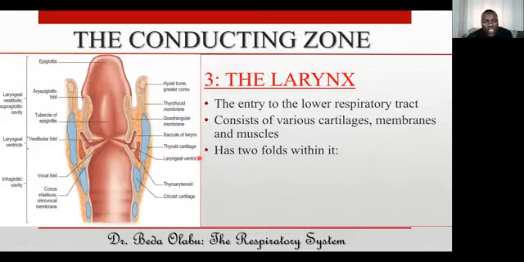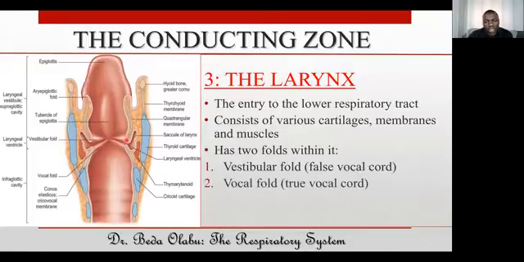There are 2 folds within the larynx. This fold here and the one below. The fold above is known as the vestibular fold. The vestibular fold is also known as the false vocal cord. The fold below is called the vocal fold. The vocal fold is also known as the true vocal cord.